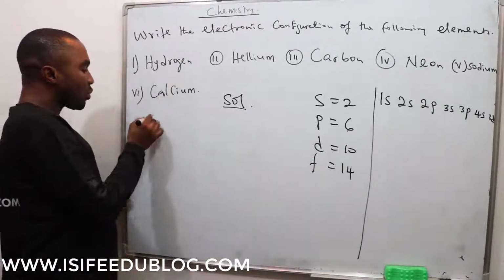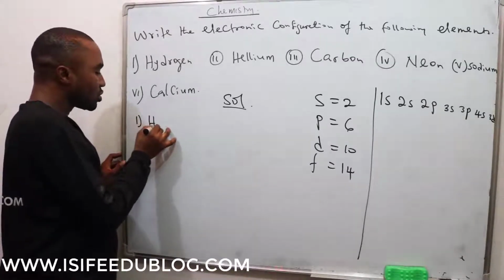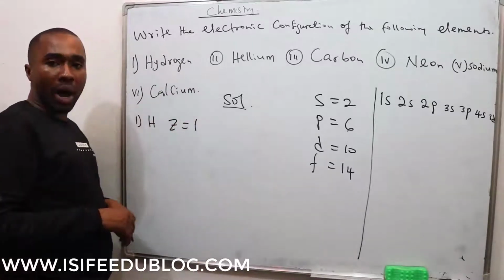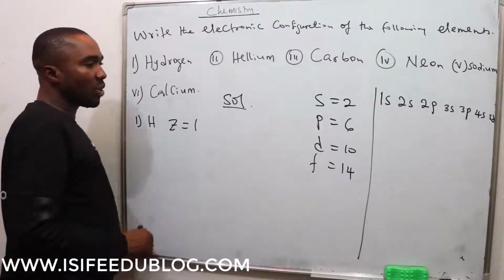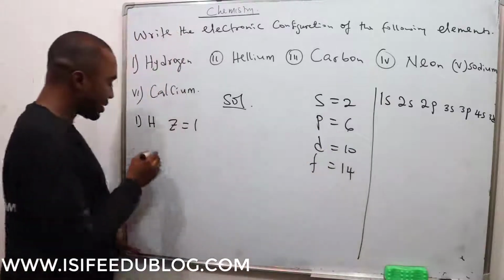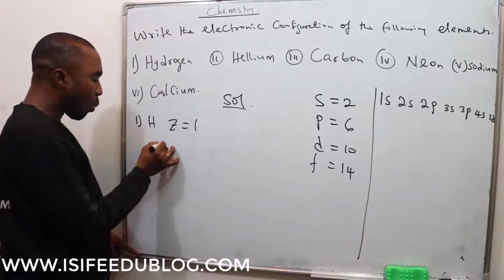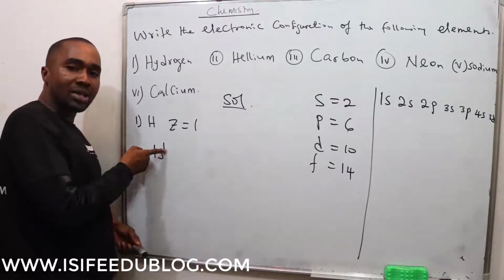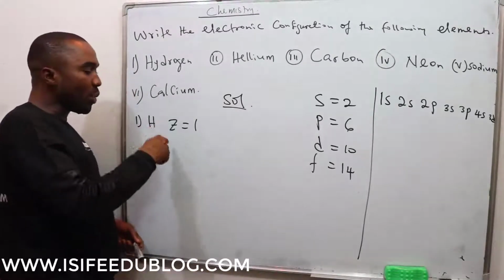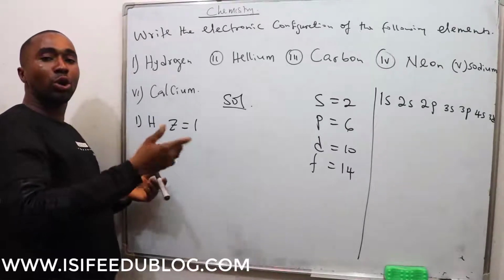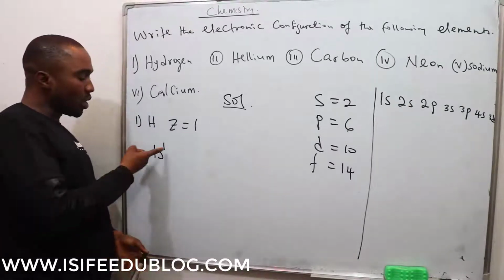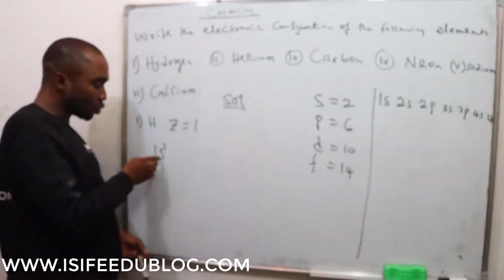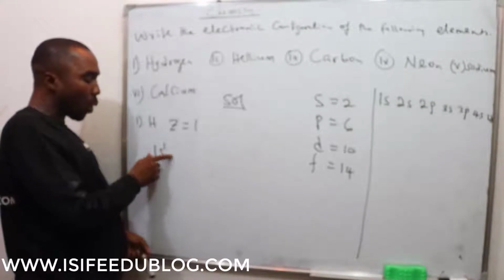So to solve the first one, which is hydrogen, the atomic number Z for hydrogen is 1. If I want to write the electronic configuration, I will start from 1s, that is going to be 1s1. So the electronic configuration of hydrogen is 1s1. It's just one electron. So you keep on giving electrons until there is no more electron to give. We only have one electron and we have given that electron to S. There is no electron again. So the electronic configuration is 1s1.